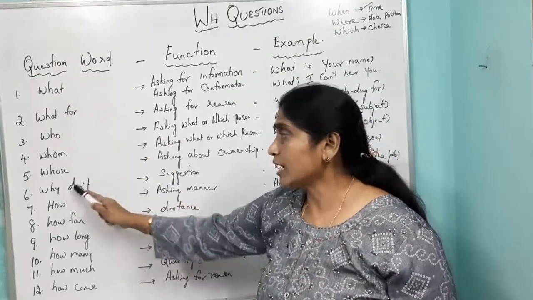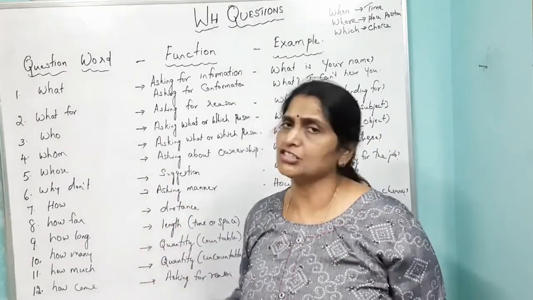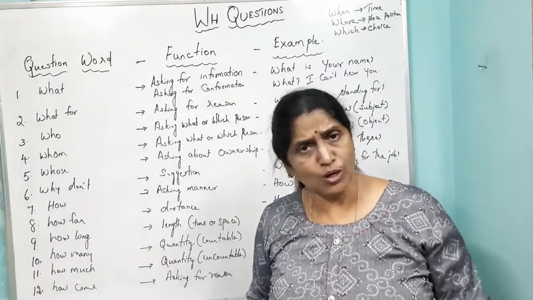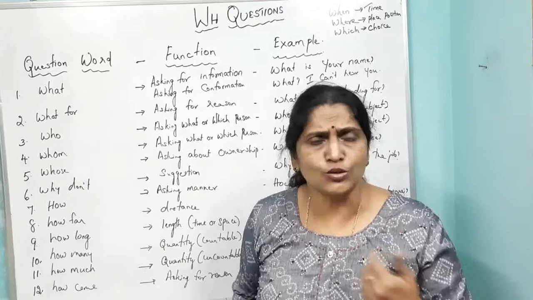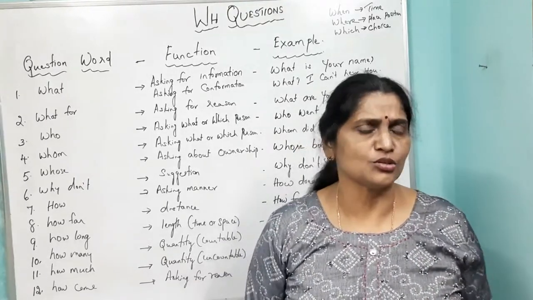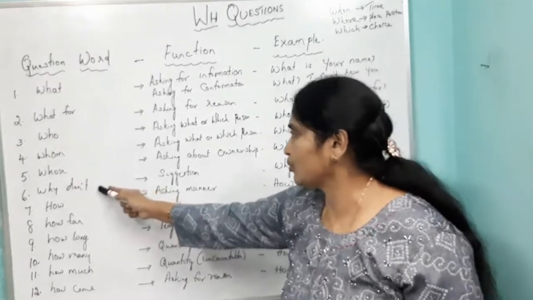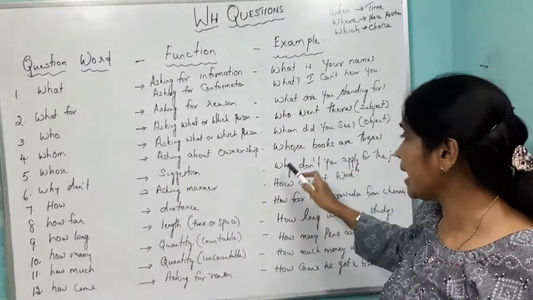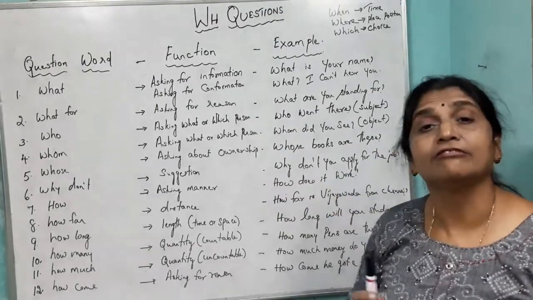Then why don't. It's a suggestion. Now, why don't you apply for a job? Why don't you go there? Why don't you listen to me? So I'm giving you advice. It's a suggestion. So why don't is used for suggestion. Example, why don't you apply for the job?